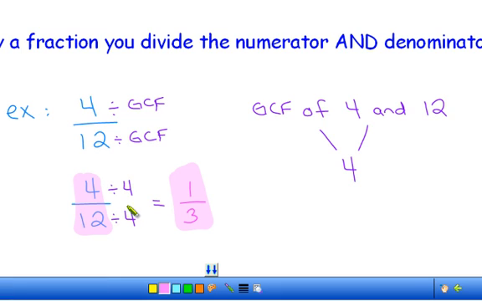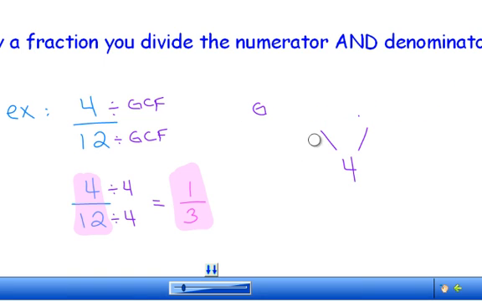What's 4 divided by 4? What's 12 divided by 4? 3. That's it. Okay, all we did was divide by the GCF. Okay, we're going to do a couple together before I let you guys go on your own on this one. But I do want to show you that if you can't find the GCF right away, dividing by any number you see first will still get you to the right answer.